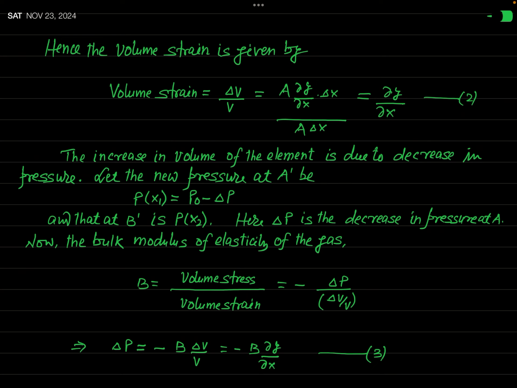Okay. So volume strain is given by delta V over V. But you have calculated that this delta V is equal to A times del y by del x times delta x. And the original volume we have calculated earlier is A times delta x. So this A and delta x will cancel out, and you can see that this volume strain is simply equal to del y by del x. So actually volume strain is the partial derivative of y with respect to x.